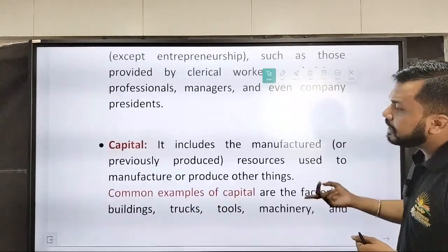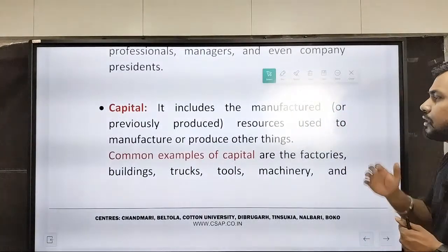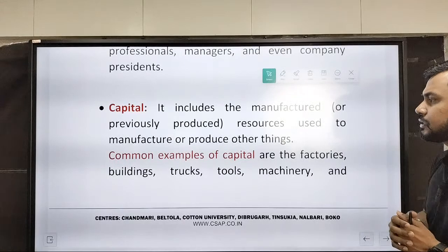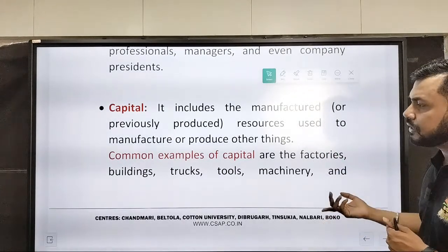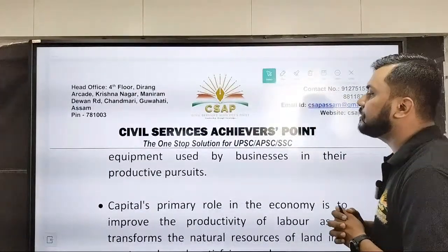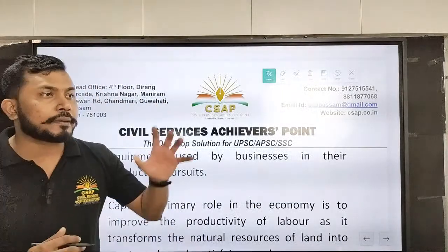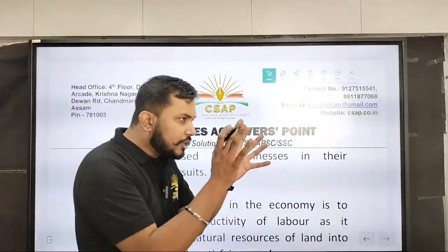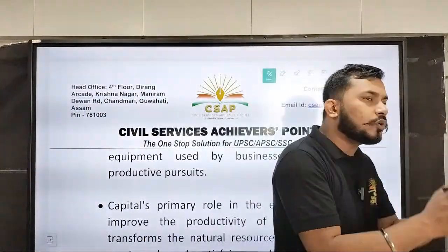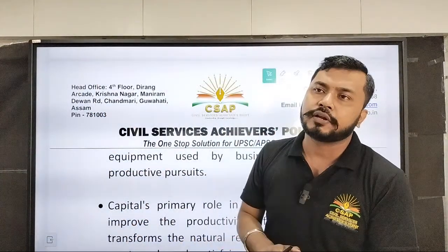Okay, next is capital. It includes the manufactured or previously produced resources used to manufacture or produce other things. Common examples of capital are factories, buildings, trucks, tools, machineries and equipments used by businesses in their productive pursuits. Without human capital, without resource capital, you cannot establish a respective business or a unit.